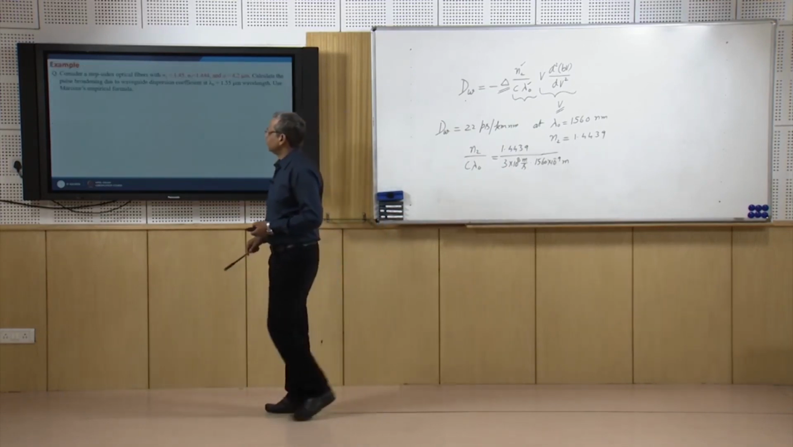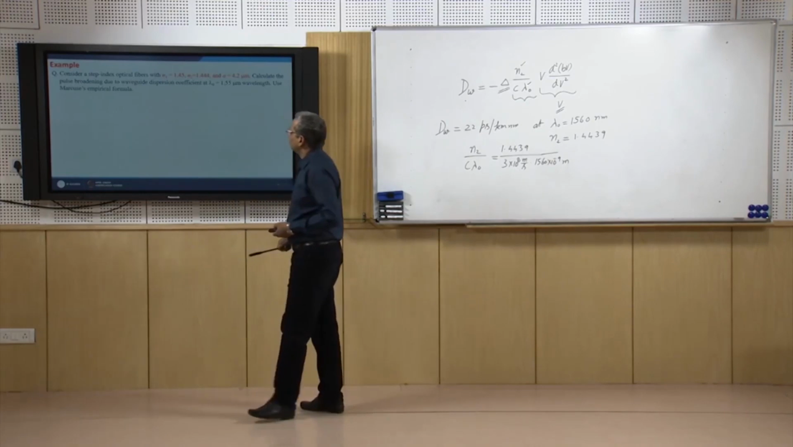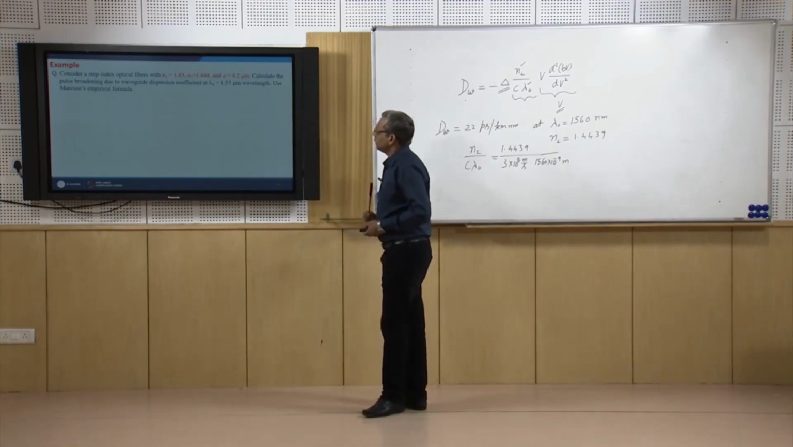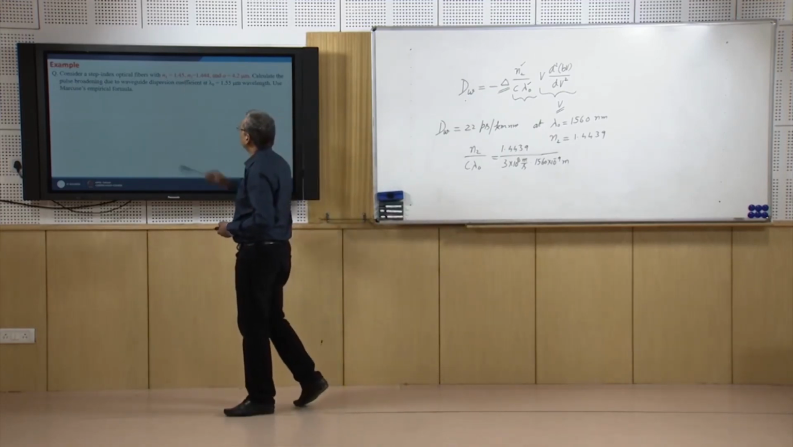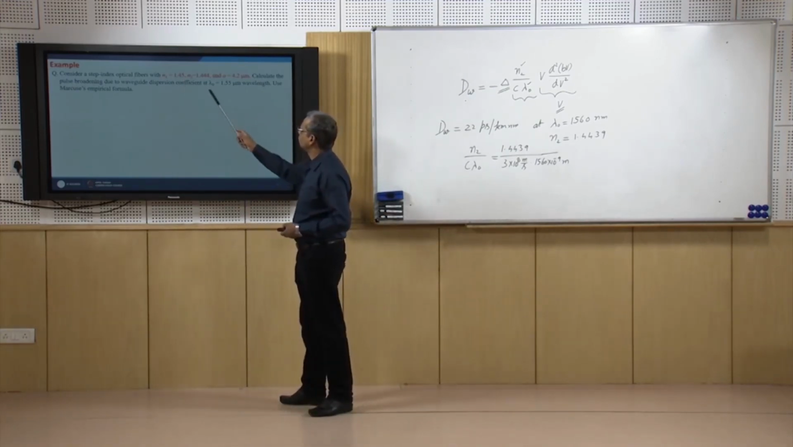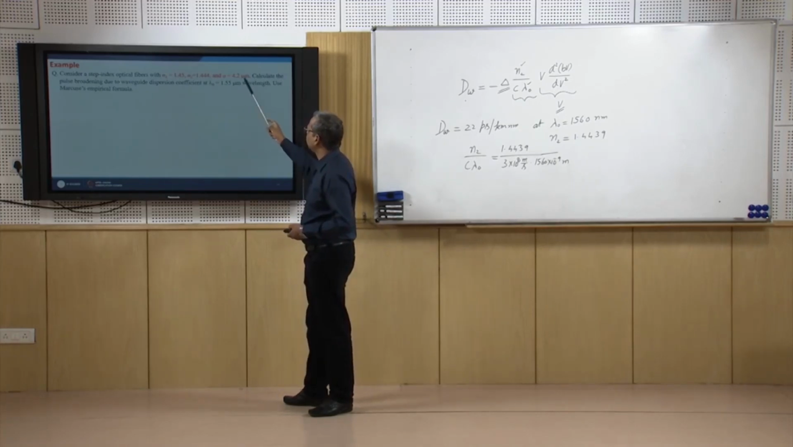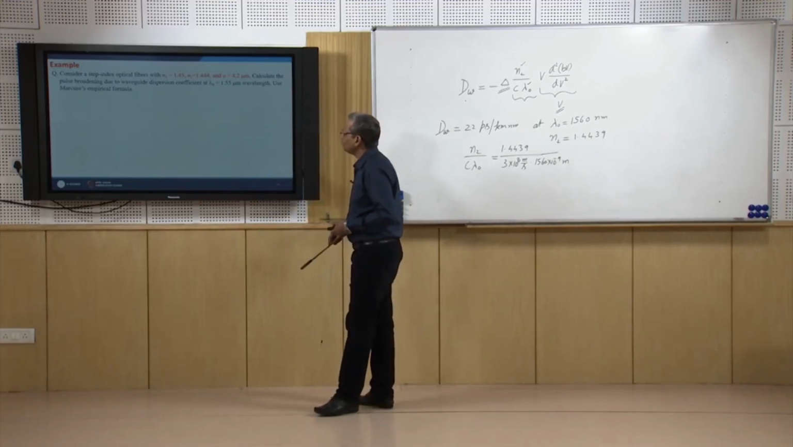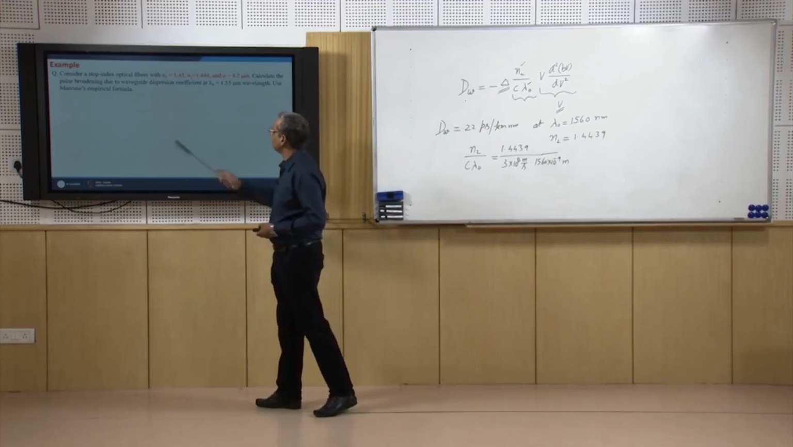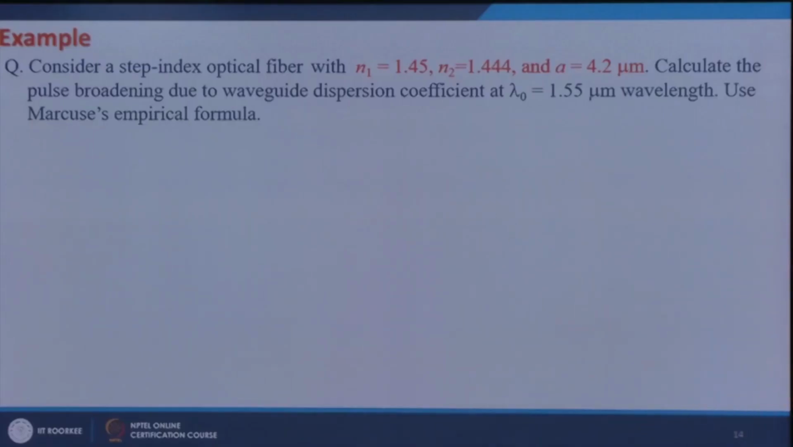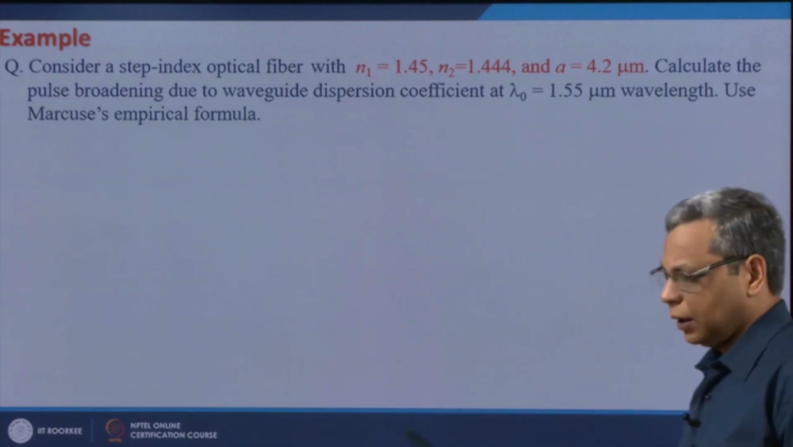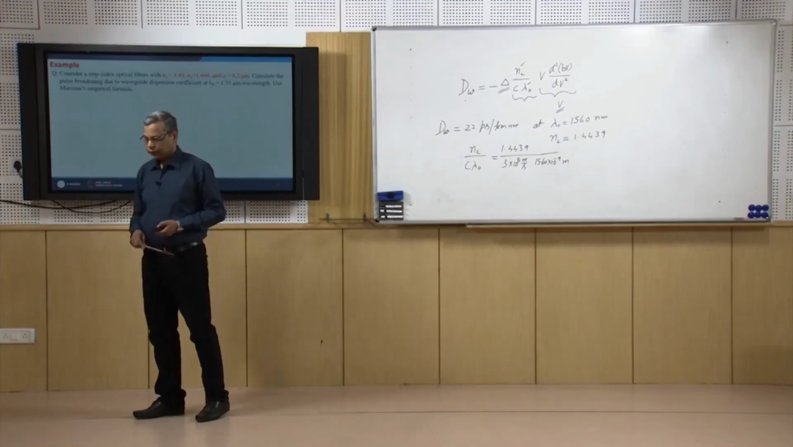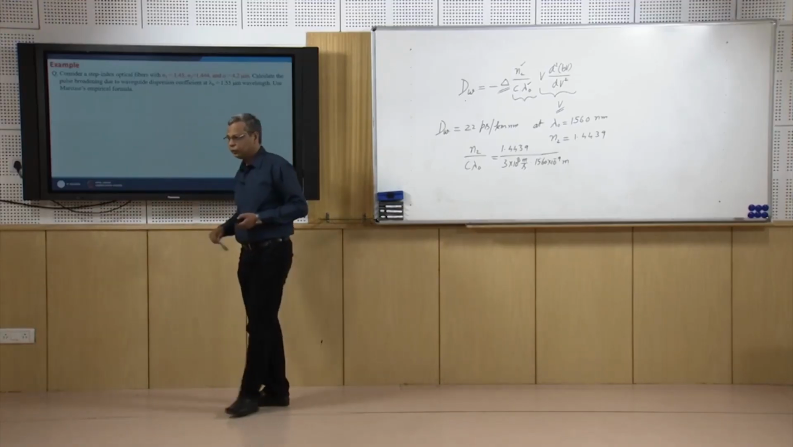Let me work out an example. I consider a step index optical fiber with core refractive index 1.45, cladding refractive index 1.444 and core radius 4.2 micrometer, and I want to calculate broadening due to waveguide dispersion at lambda naught equal to 1.55 micrometer, and using Marcuse's formula. So, I want to calculate the waveguide dispersion coefficient.